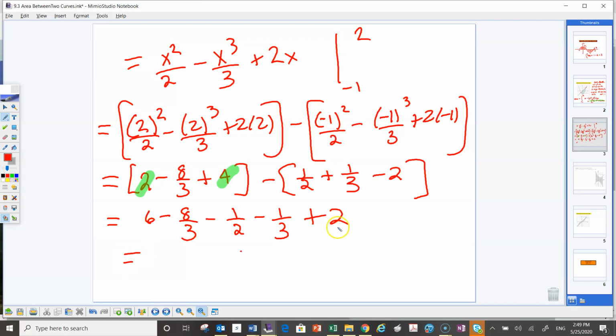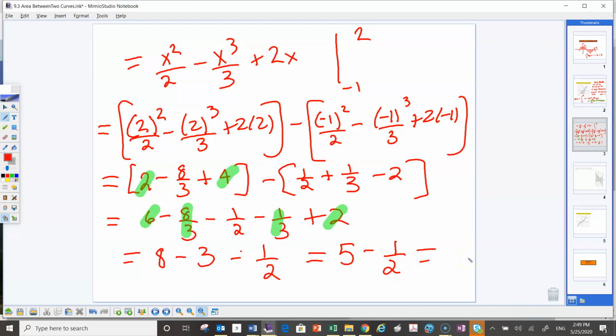So this ends up being 6 and 2 is 8. So I basically combine the two constants. Negative 8/3 and negative 1/3 is negative 9/3, which is negative 3. And I still have this minus 1/2. So this becomes 8 minus 3, which is 5, minus 1/2.